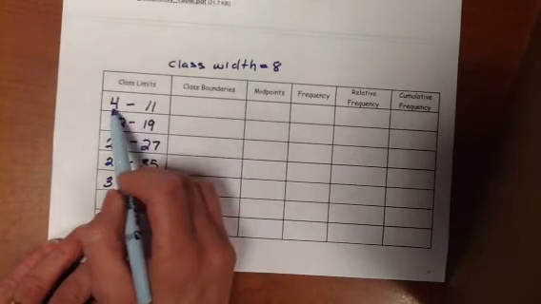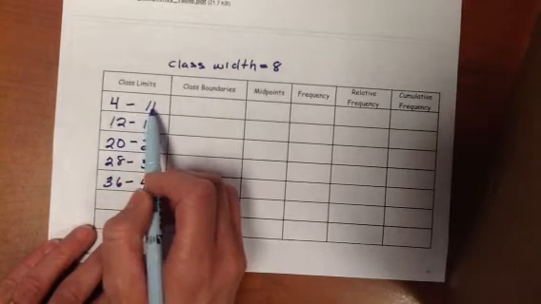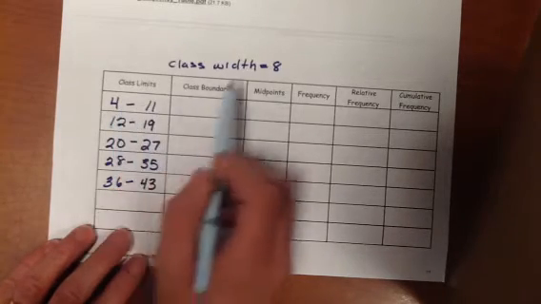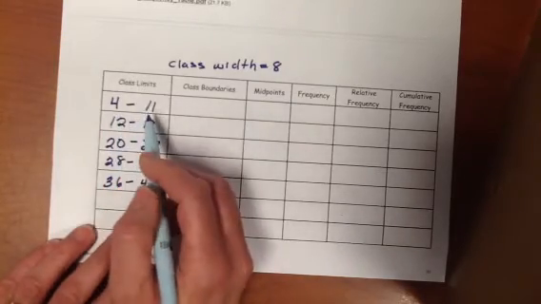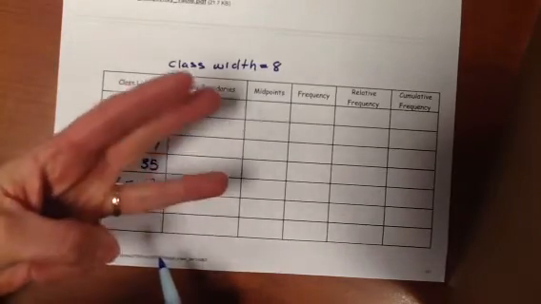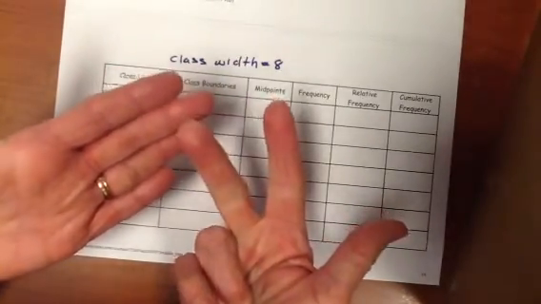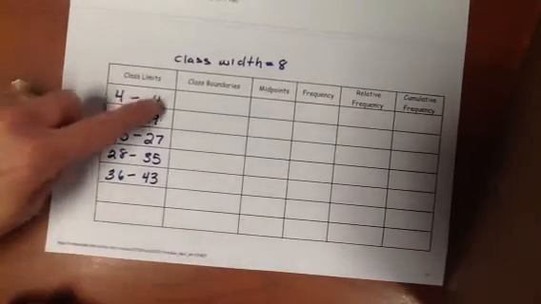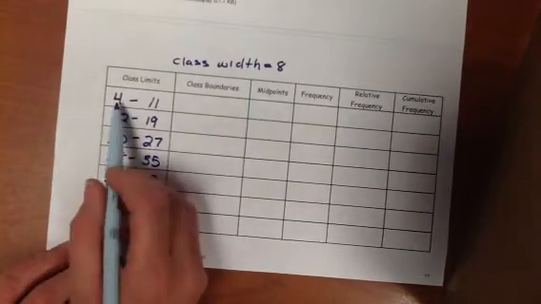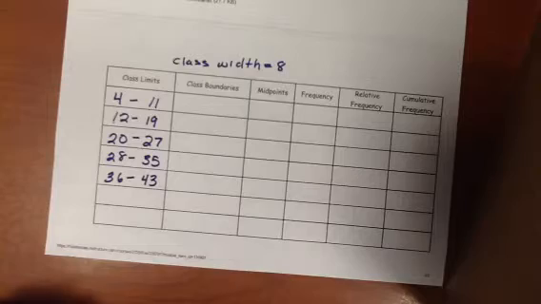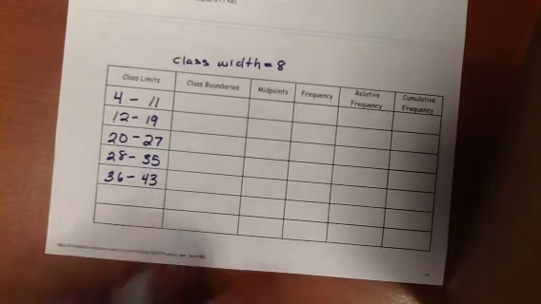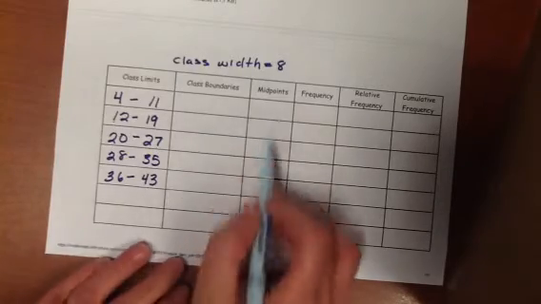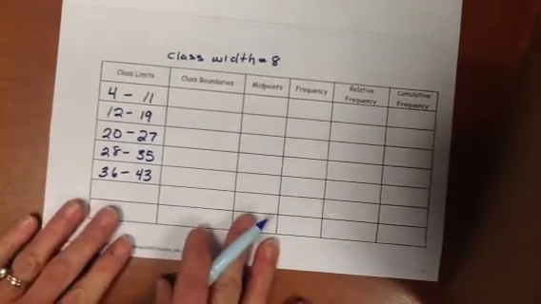The reason we do not add 8 to get the upper limit of our first class is because our class width being 8 is how many digits fall here. Well, if you count our digits, 4, 5, 6, 7, 8, 9, 10, 11, there's 8 digits between 4 and 11. That's why we add the class width to get the lower limit of the next class. Those are our class limits. Now, the class boundaries and the midpoints we will calculate in a second.